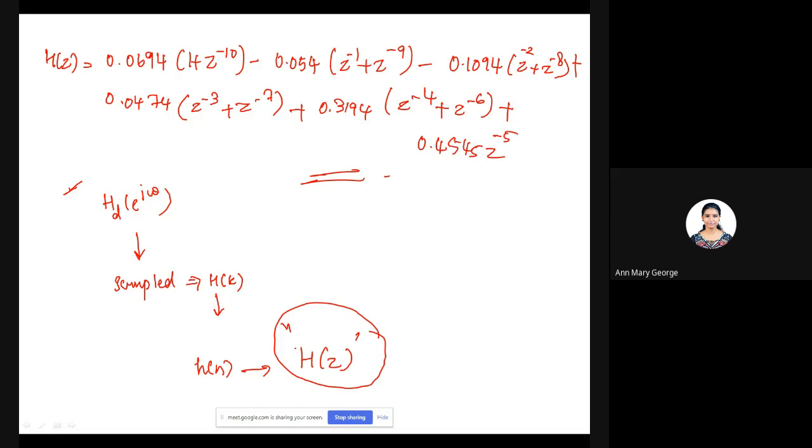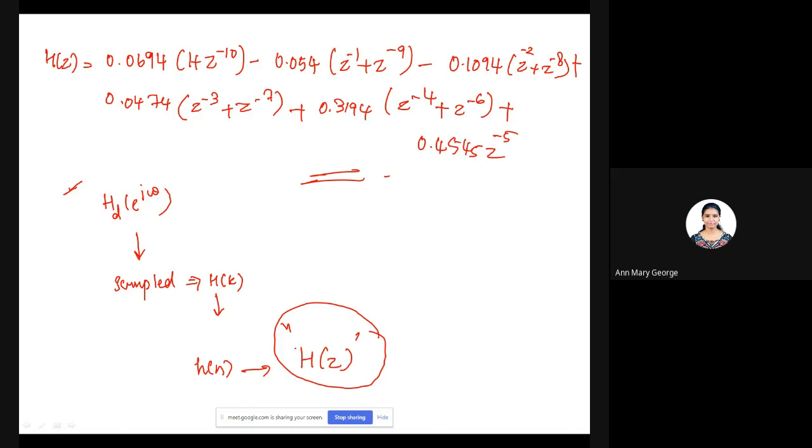What will a digital filter be? Tell me, what is a digital filter? What is a filter? Filter is used to eliminate or cancel the unwanted components from a response or from a system.